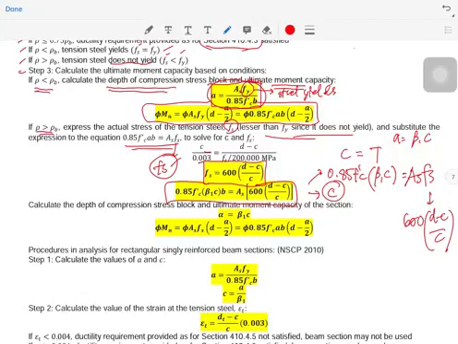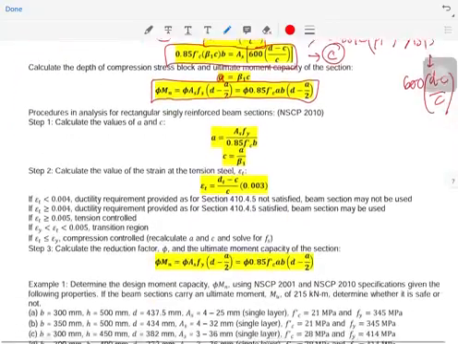After getting the value of c, you'll be getting a, the depth of the compression block. Then after getting the compression block, we could calculate now the ultimate moment capacity of the section. So that is for this condition, that is for 2001.